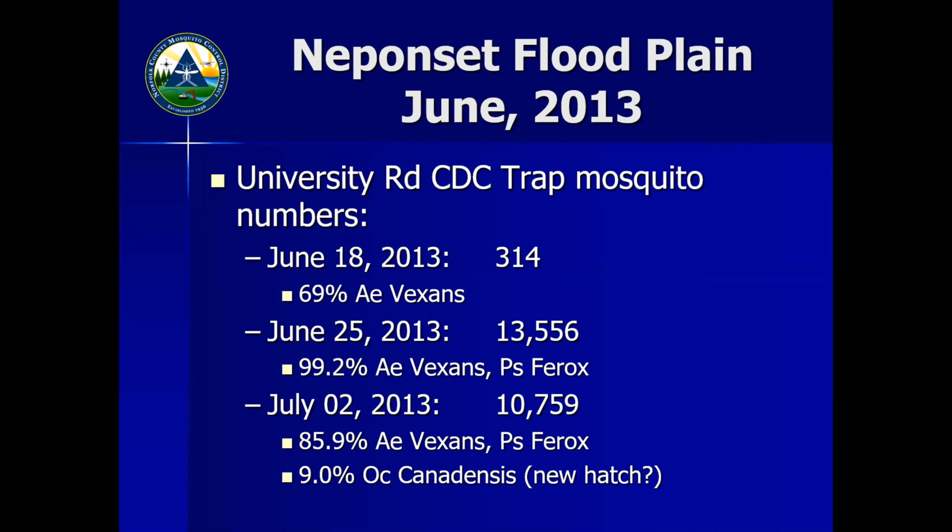By June 23rd, there were over 13,000 mosquitoes in that trap. 99% of those were Vexans and Ferox. Unfortunately, that's a trap that I always have to collect, so I can remember this day very well, of going out there to grab that one. And even a week later, there were still over 10,000, 86% Vexans and Ferox. But interestingly enough, we noticed that some Canadensis had actually started showing up in the trap as well, which kind of raises an eyebrow as to whether or not Canadensis actually is a new hatch in this area that we would not have expected.